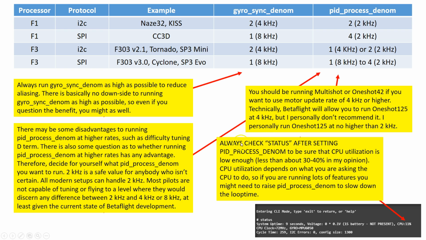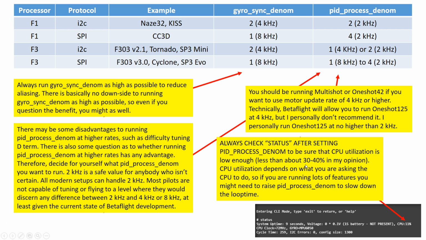Last thing, always check the status command in the CLI. Here's an example. In the CLI, you type status and you hit enter, and here's what you see. Always check that after setting your PID process denom or setting your loop time, or if you're using the Betaflight configurator, setting your kilohertz here. And check your CPU utilization. If your CPU utilization is too high, your copter won't even arm, okay?